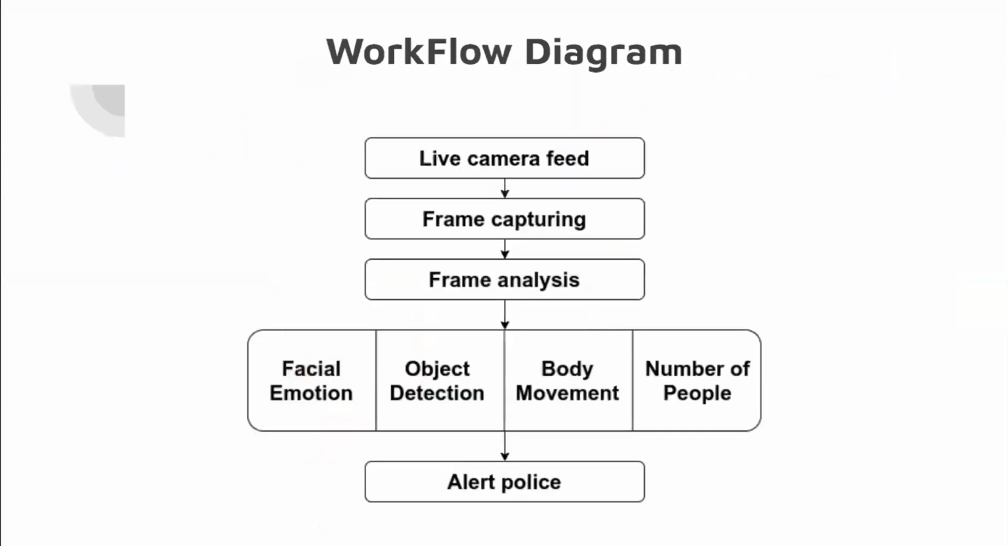Next slide, please. From here I will hand over to Rahul. So the workflow diagram, as we can see: the camera output is directly fed to the system, and the system will capture the pictures frame by frame and analyze the frames to see what kind of activities are going on. So the system will try to detect the facial emotion, the object which the person is holding, what kind of body movement is done by the person, and how many people are there. If any suspicious activity is detected, the system will alert the nearest police officers.